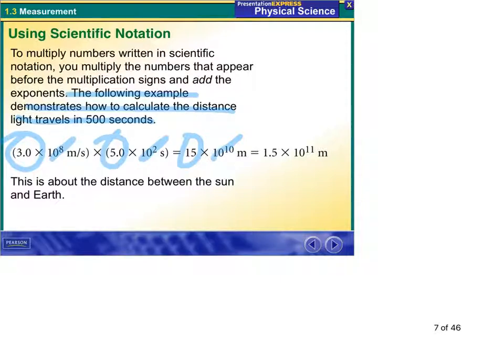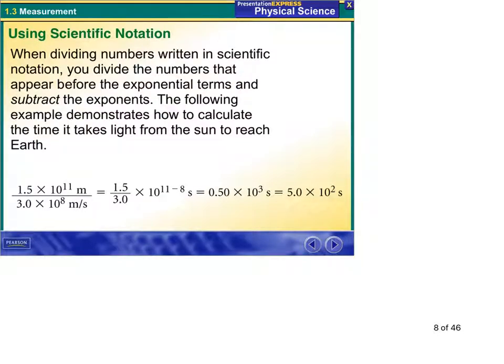And we just have to do a little adjusting. We don't want 15, we want 1.5, so we move the decimal back to the left. We made this number smaller by moving it one spot, so we make the exponent 1 bigger. And it's 1.5 times 10 to the 11th meters, the approximate distance between the sun and the earth. When we divide, we're going to divide the numbers and subtract the exponents.